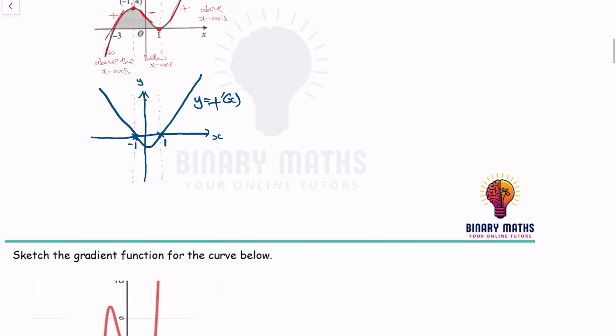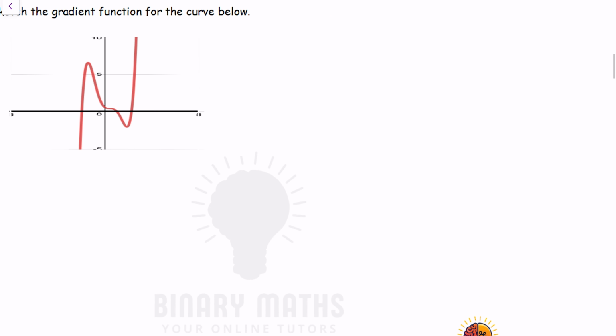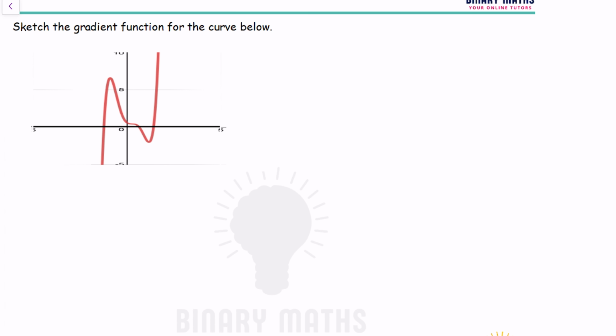Okay, let's look at another example. Sketch the gradient function for the curve below. Again, we need to roughly draw another axis directly below it. If I look at the stationary points, that seems to be a stationary point there. So if I were to draw one here, I know that I will have an x-intercept there, because the gradient is 0 at that point. There seems to be gradient is 0 at somewhere there.